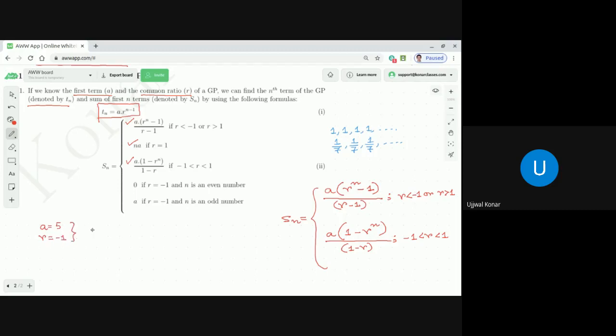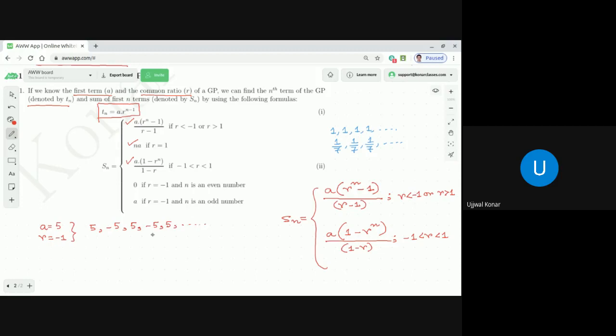And let's see, there are an even number of terms we are going to add. So the first term will be what? 5. The second term will be -5. The third term will be 5, dear students. The fourth term will be -5. The fifth term will be 5, and so on.